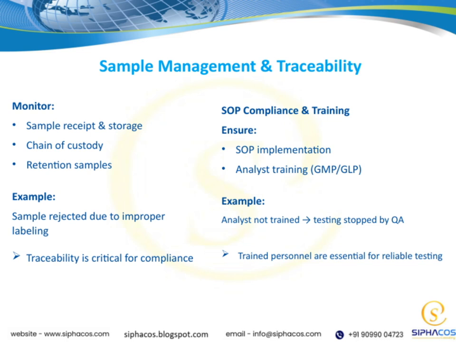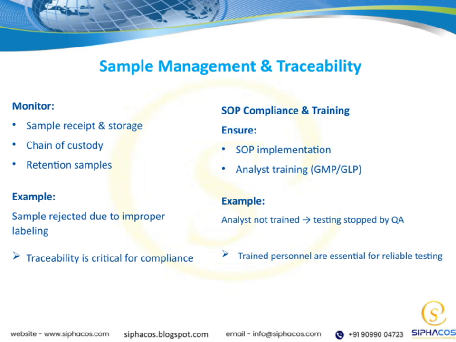follow these procedures correctly. For example, if an analyst isn't properly trained, the QA team might have to halt testing altogether, which can cause delays and impact the reliability of our results. That's why trained personnel are absolutely essential. They are the backbone of reliable testing processes.